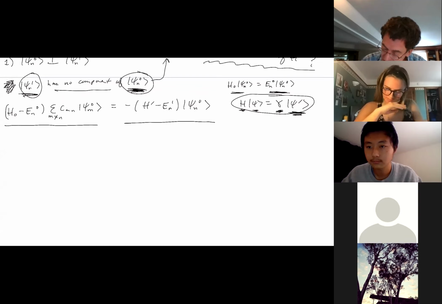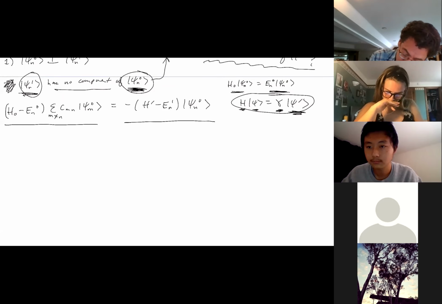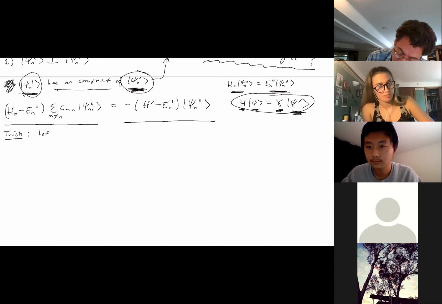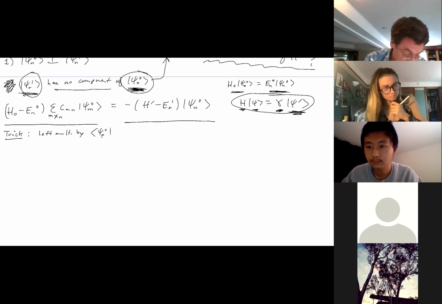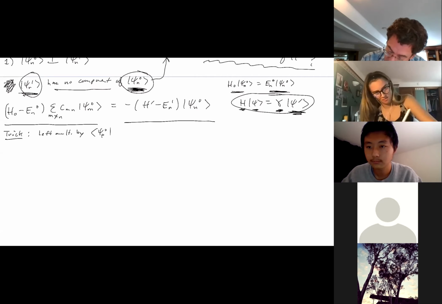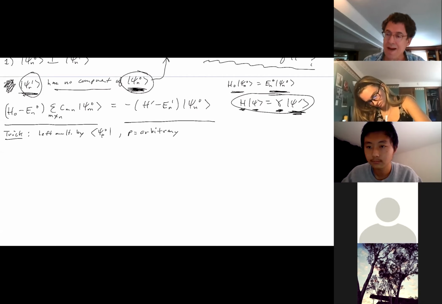Okay, so we have to solve this equation here. And so we're going to do a trick. We're going to do a math trick. And the math trick is to left multiply by the bra psi p naught, where p is arbitrary. I'm just going to do that to both sides of the equation. So it's just a math trick, but I can do it. I can hit both sides with the same thing.